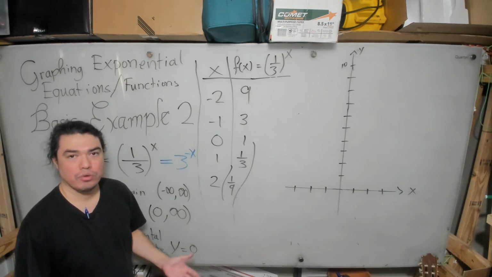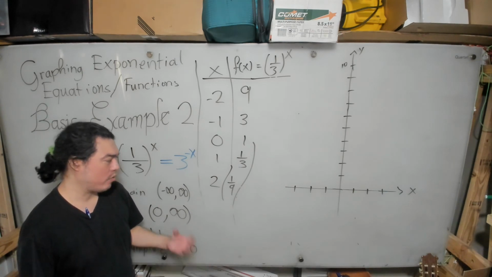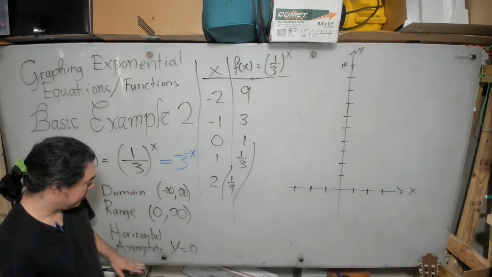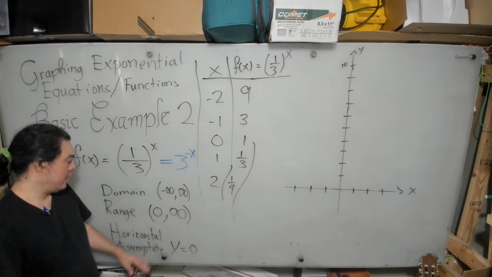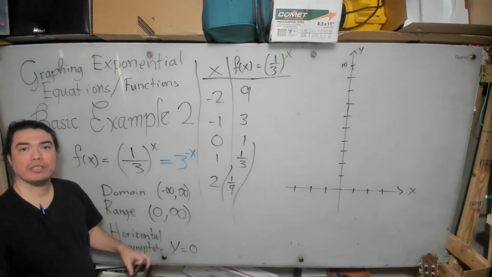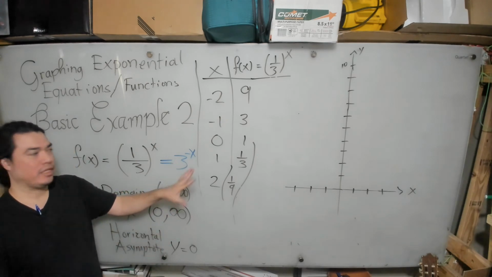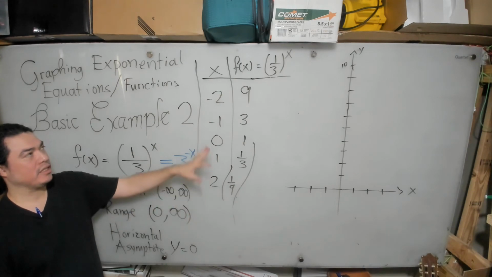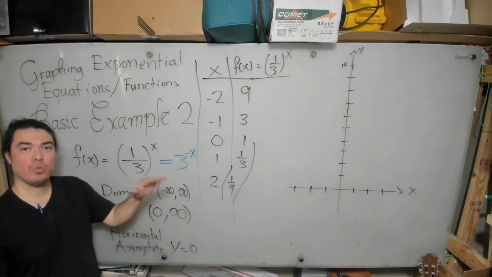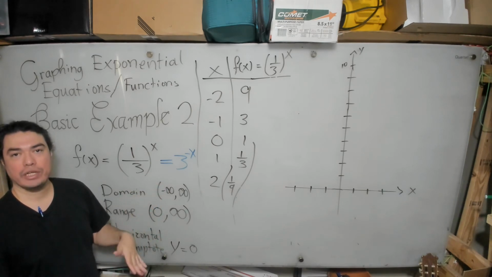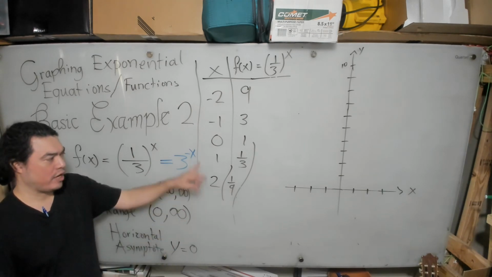And of course, we also already saw that we're fully justified in saying that the horizontal asymptote is y equals 0, aka the x-axis, and that the range is 0 to infinity, because as x gets bigger, the 1 over 3 to the x gets smaller, but it never becomes 0 because it's always 1 over some number.